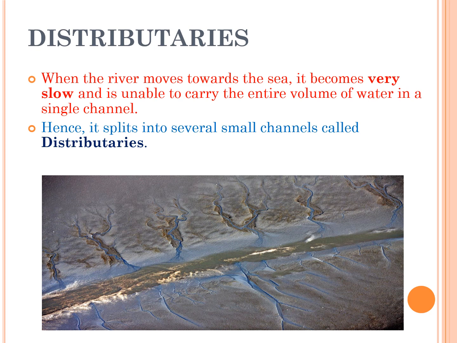When the river moves towards the sea, it becomes very slow and is unable to carry the entire volume of water in a single channel. Hence, it starts splitting into several small channels called distributaries.